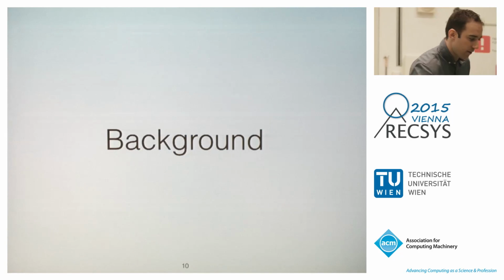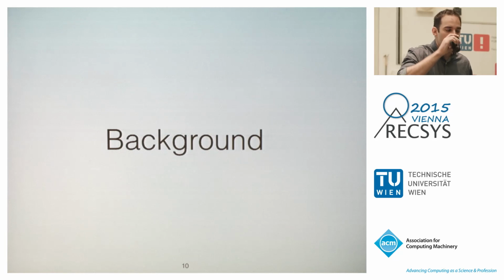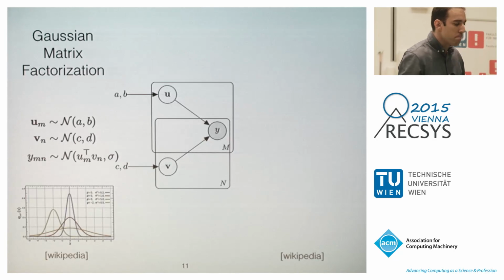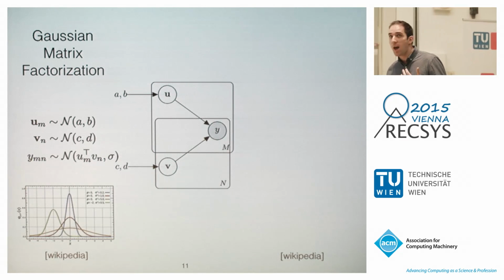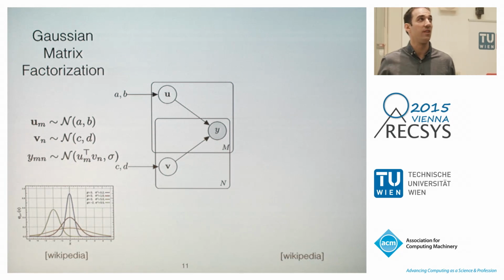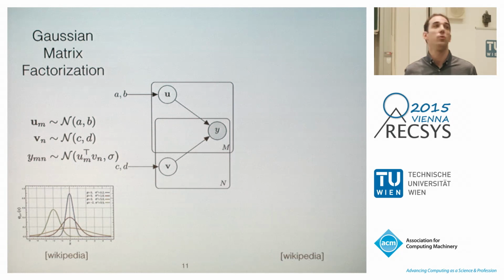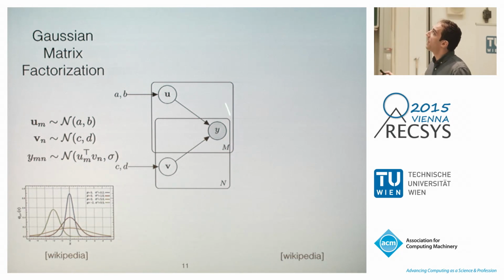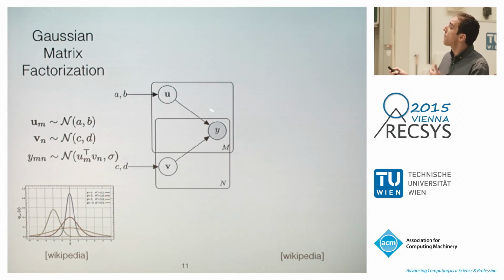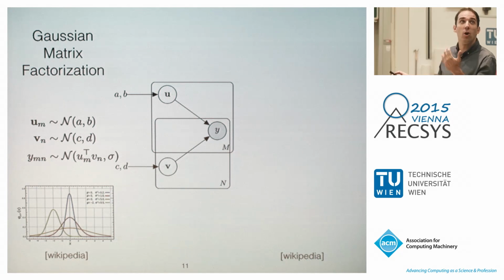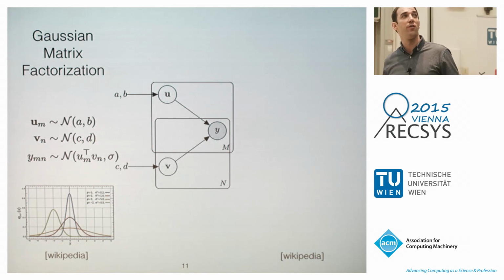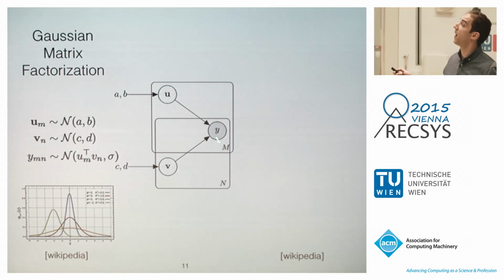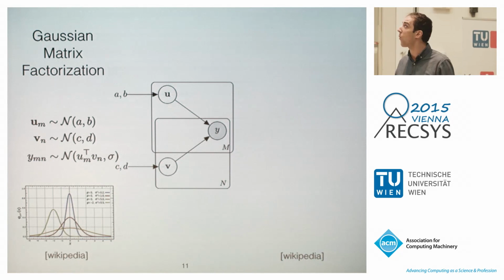Okay, so let's move to some background. Let us recall matrix factorization, specifically Gaussian matrix factorization, which we all know and love. Here's its graphical model. Y here, or shaded nodes, denote observed variables. You could imagine here that you're trying to model clicks or ratings, that's Y.